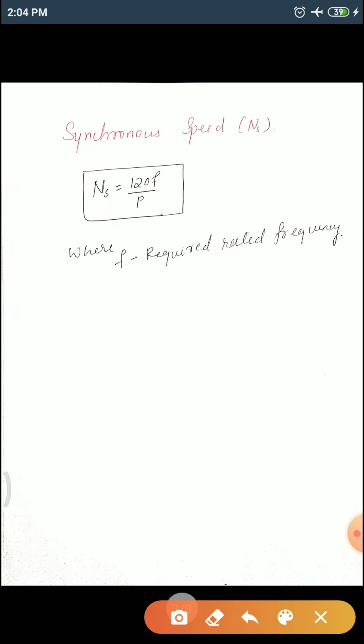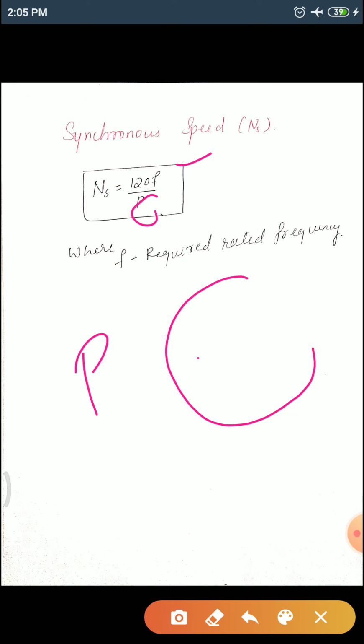Now that we have found the frequency, we can speak about the synchronous speed. For a fixed number of poles, the alternator has to be rotated at a particular speed to keep the frequency of the generated EMF constant at a required value. Such a speed is called the synchronous speed.